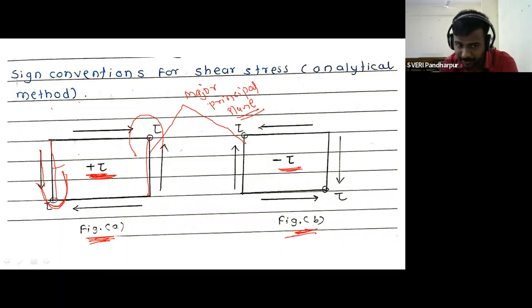Now if we consider the major principal plane, then in figure B also, which principal plane do we have to consider for the sign convention? The major. So in figure B, this particular shear stress rotates in clockwise or anti-clockwise? Clockwise. Similarly, for the other major principal plane, the shear stress is in which direction? Clockwise. So we have to take this shear stress as negative.